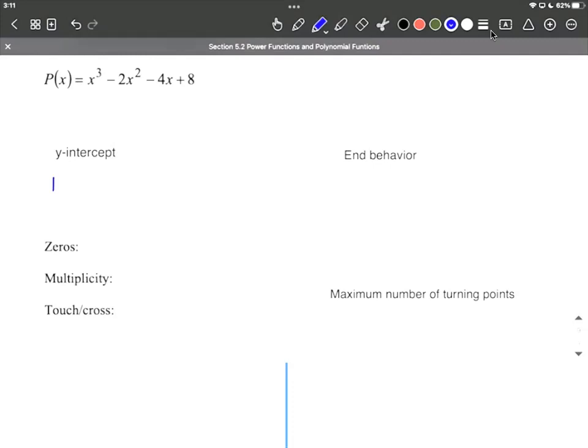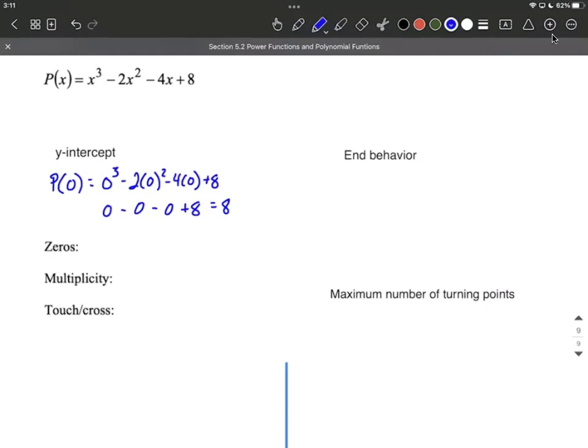Now, the y-intercept always occurs whenever the x value is 0. So what we're going to do is replace each one of our x's in this function with zeros. So how this works out is it's going to be 0 minus 0 minus 0 plus 8, which works out pretty easily to be 8. So we have a y-intercept at 8.